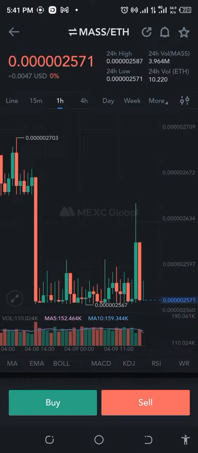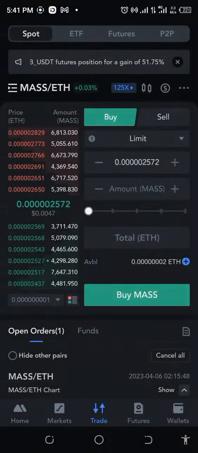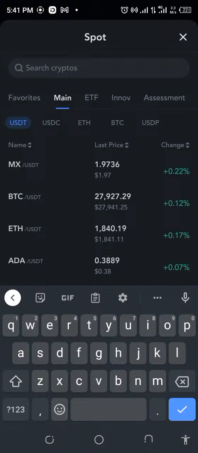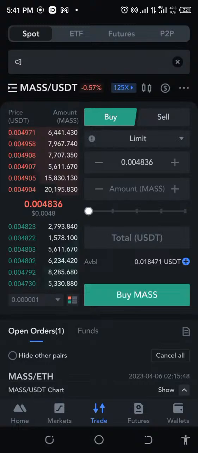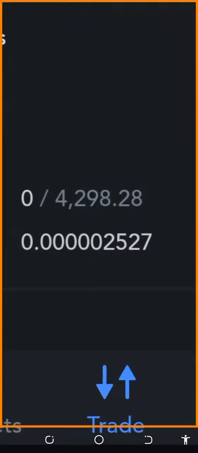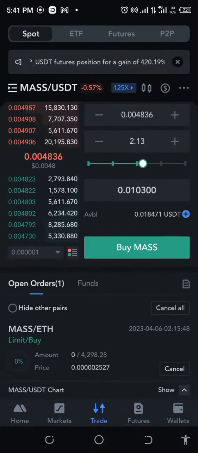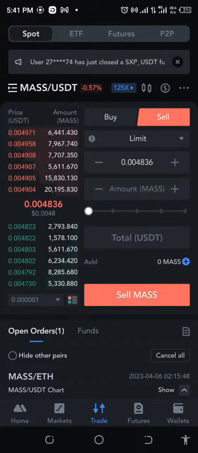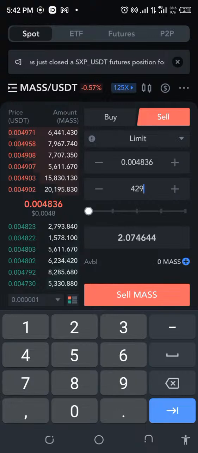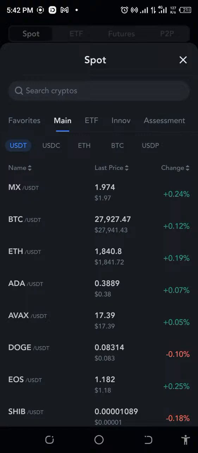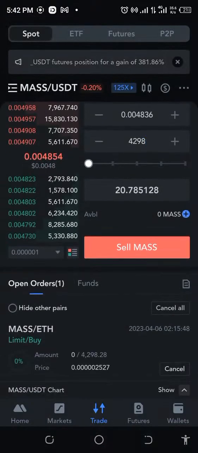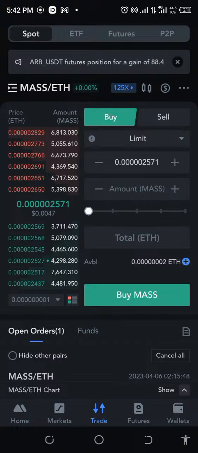And if we're able to get it to 2527, then we can come back to MASS USDT. So let's go to MASS USDT. Then we'll be able to sell. So let me see what would happen. How much do we have? We have 4298. If I click on sell and put 4298 quantity, I'll still make profit. So that is sure. But the main issue here is to be able to get MASS ETH at the price. So I'm still thinking, if I click on this, it's going back to MASS ETH. This is the problem.